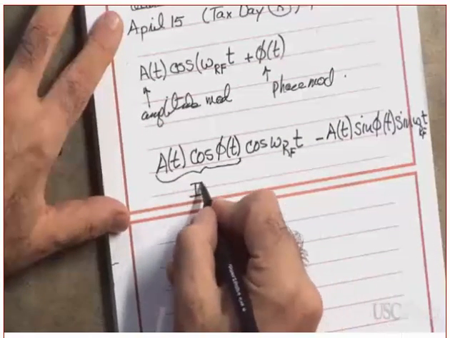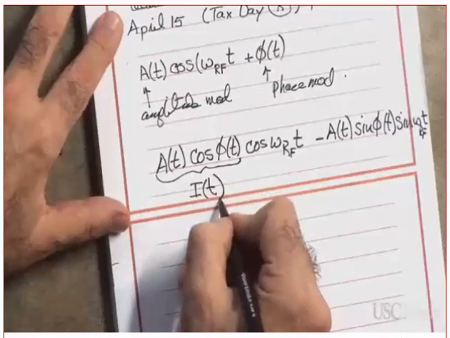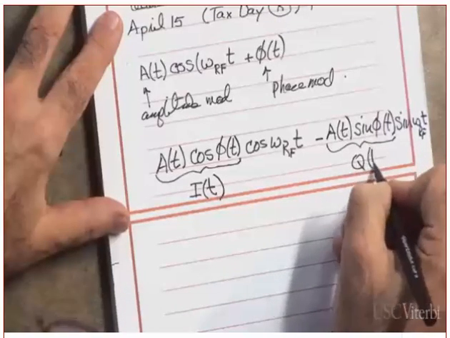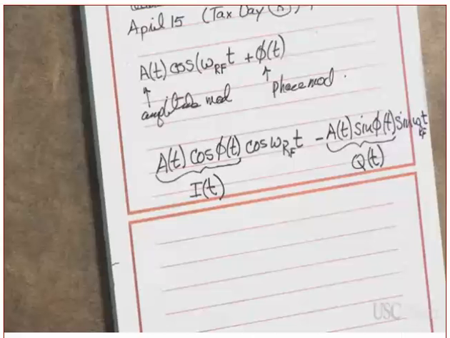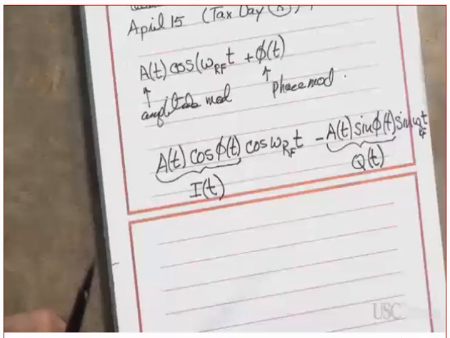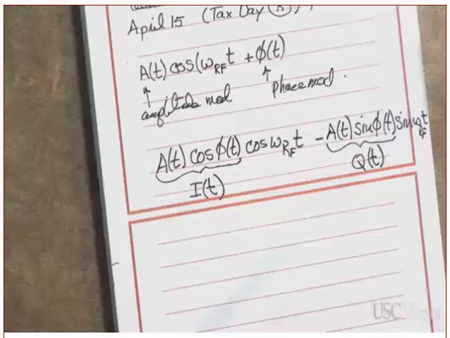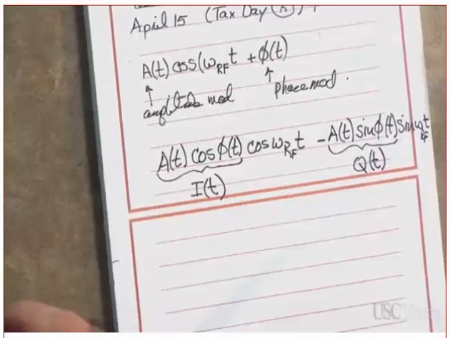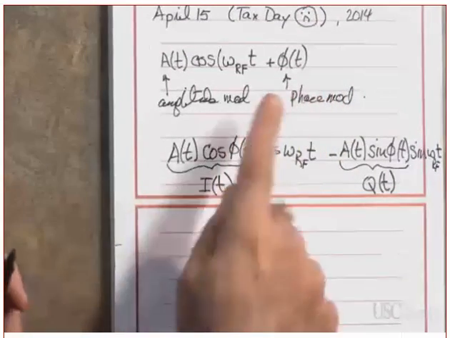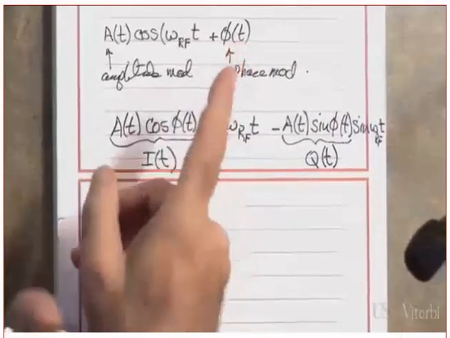What did I call it? I call it the I information, and this one is the Q information. Did you get this or not? No response. Did you get this or not? When do I need the I and the Q? Can you tell me, when do I need the I and the Q? When I have what kind of modulation? Phase modulation. You follow me or not?